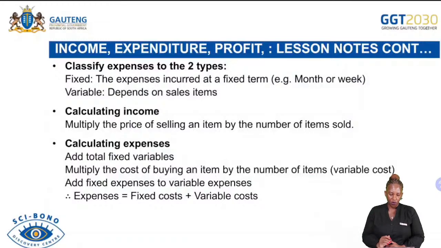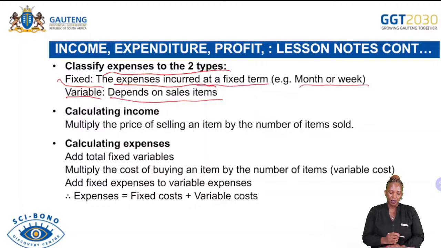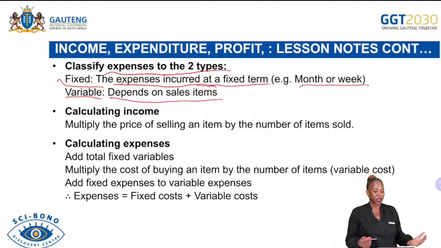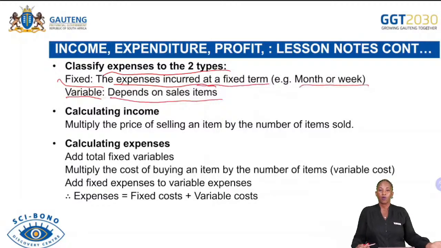Now, boys and girls, quickly let's move on. I hope you are still following. Now we said we have expenses that are classified into two types, the fixed and the variable. The expenses incurred at a fixed term on a monthly or weekly basis, I have already explained that. And then also a variable one, it depends on the sales. Remember when we were talking about variable items, I said if it's an expenditure, it will vary, because this month I am buying 2 kg, and the following month I'm going to buy 10 kg. So it varies.